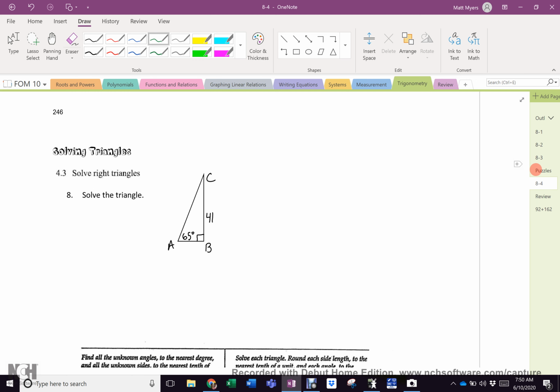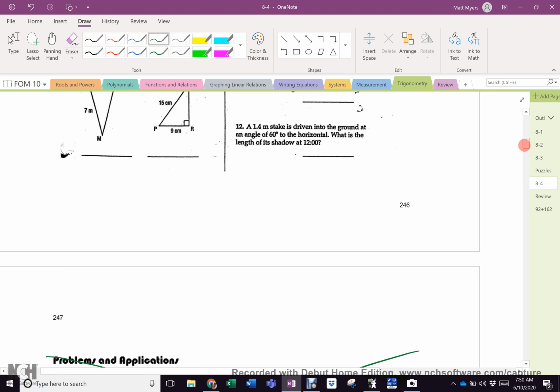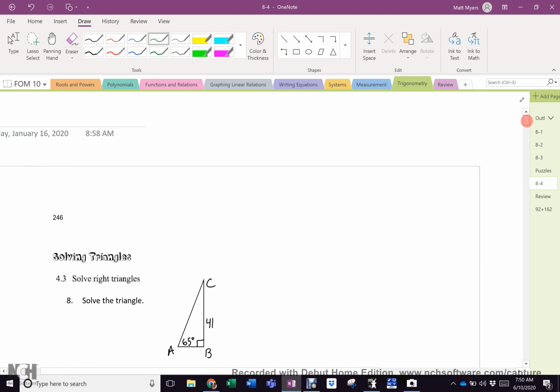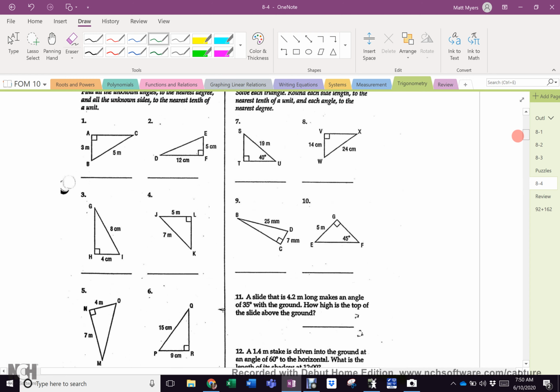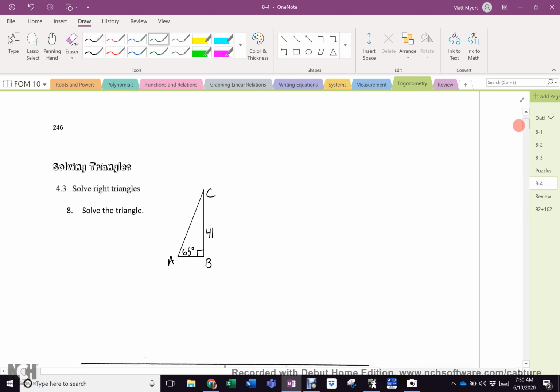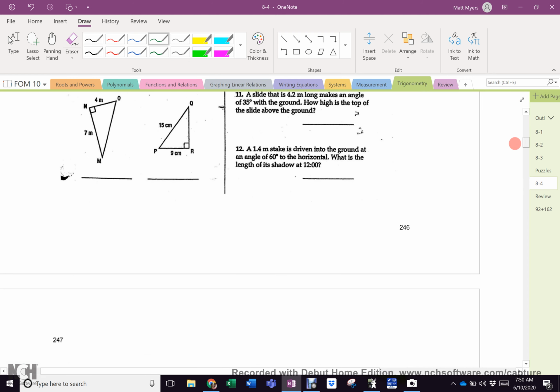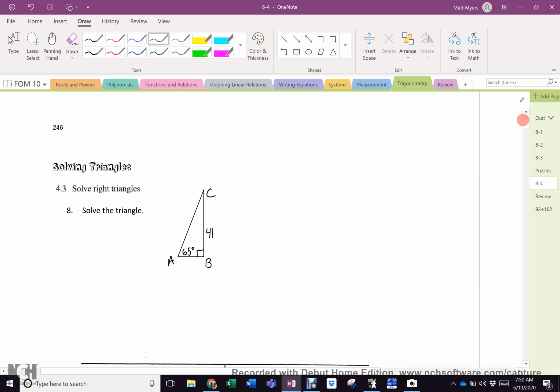So on this page, you can see if you're going to do only one page of work, then do page 246 or 261. Just do this. If you're not going to do the puzzle sheets, just do this. All right. But trig is really important going forward, so I would suggest you practice it a little bit. So here's our triangle.